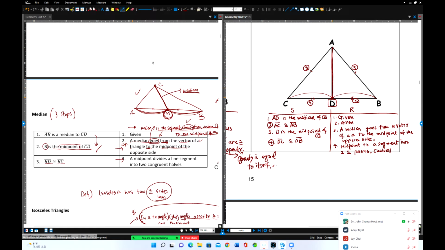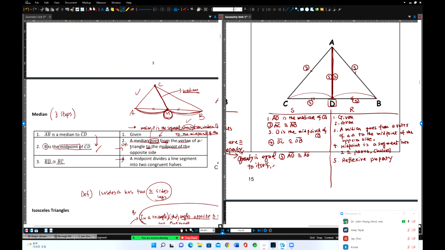This AD on the left-hand side of the triangle and this AD on the right-hand side of the triangle are the same length. That is reflexive. So number 5 is AD for the left triangle and the same AD for the right triangle. They are congruent. The reason is what? A quantity is equal to itself, which is the reflexive property.